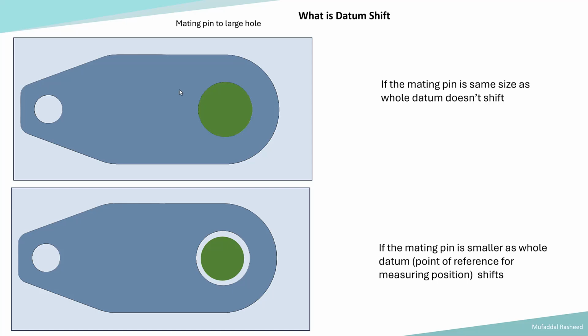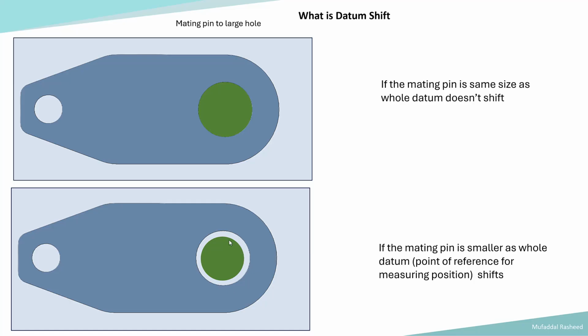We're not talking about orientation because this datum reference frame is not fully constrained. It can still rotate about this point, but we are talking about the position of this part. That position of the part will remain fixed when the mating pin for this part is the same size as that of the hole. So there is no gap, there is no clearance between the hole and the mating pin. Hence it cannot shift. Whereas if the mating pin is made at a fixed size, the point of reference will shift, and this is called a datum shift.